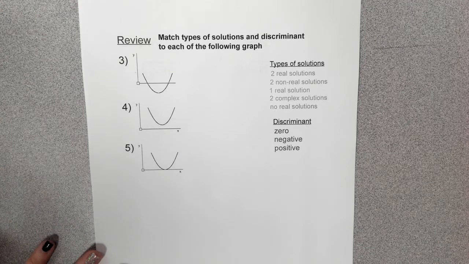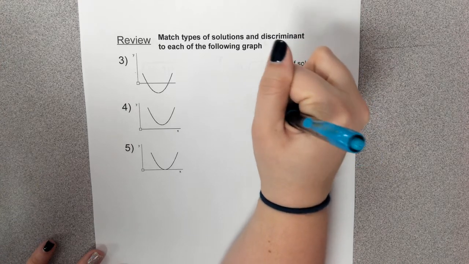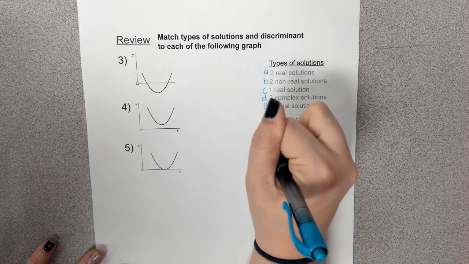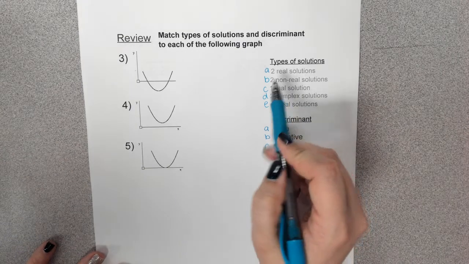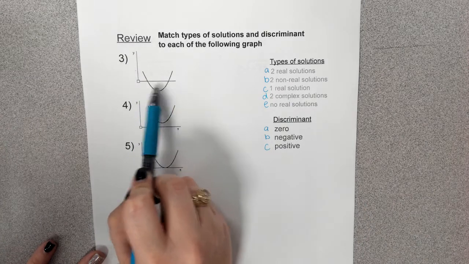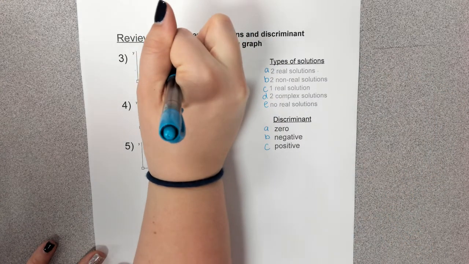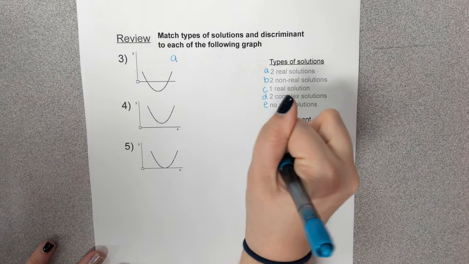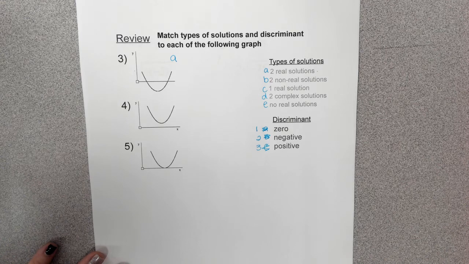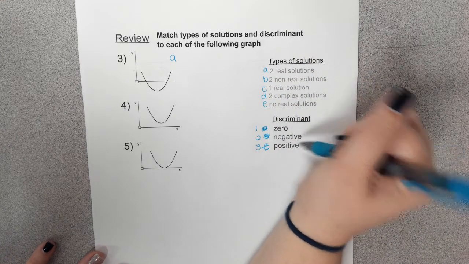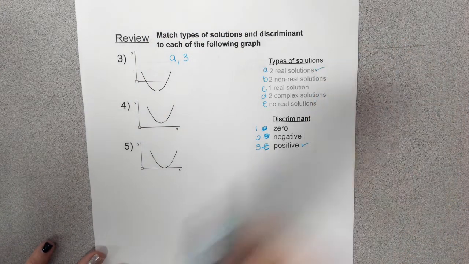So here, on these reviews, I'm going to match the type of solutions and discriminant to each of the following graphs. So to make this easy for us in seeing it, I'm going to label this A, B, C, D, E, and then A, B, C. So here we go. This graph right here, I'm crossing my x-axis at 2 points, which means I have 2 real solutions. Let's change this to 1, 2, 3 so that you don't get confused with which A. So I've got 2 real solutions. I'm also going to have a positive discriminant, so this is going to be A and 3. So we've got those right there.